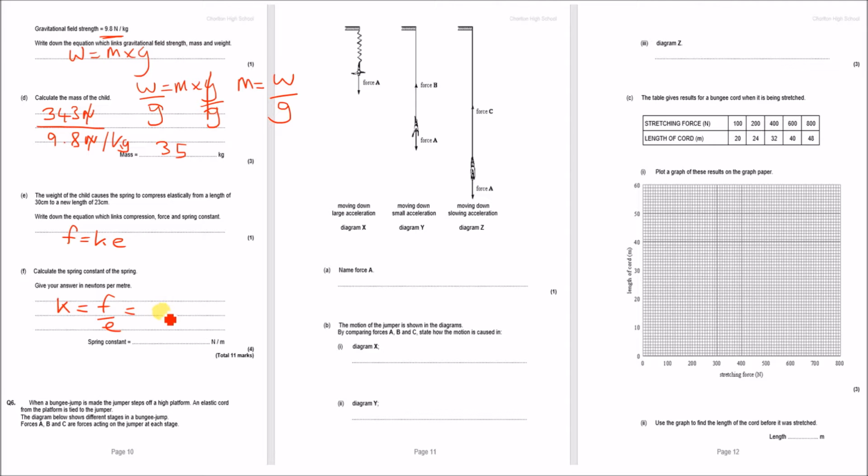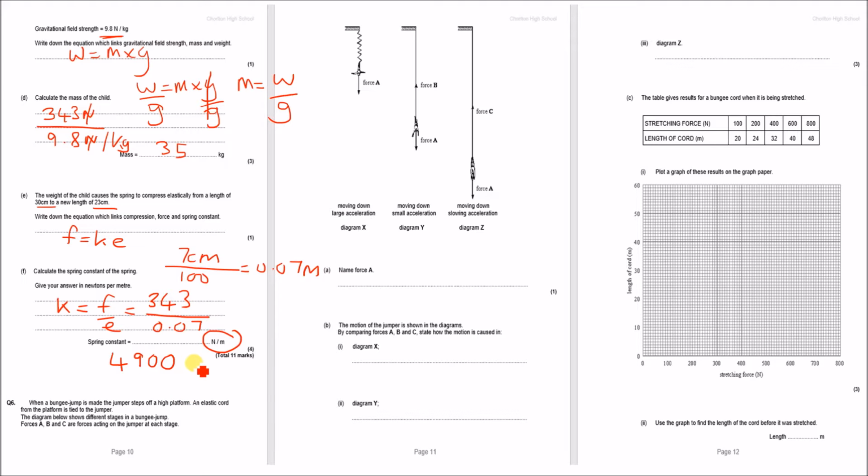Okay, so what is our force? Well, we've got that from this equation, so that is 343, and we're going to divide that by the distance, which is an extension, and that is from 30 to 23. So that's a change of 7 centimeters. Now remember, 7 centimeters isn't in meters, so we need to divide that number by 100, and that will get us 0.07 meters. So we're going to divide that by 0.07 meters, and that will give us 4,900. Okay, make sure your answer is in the appropriate units.